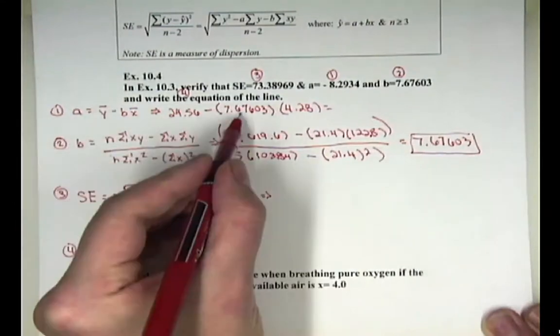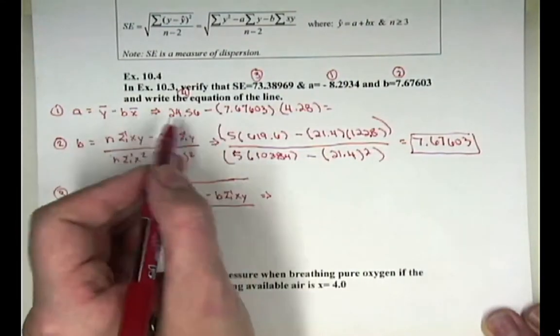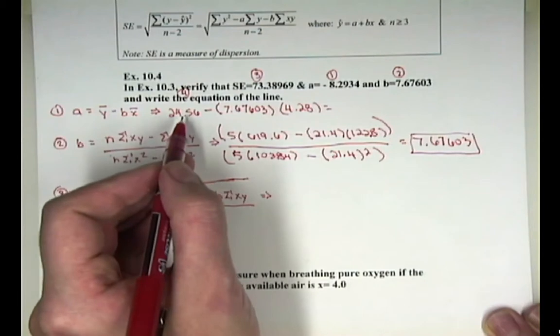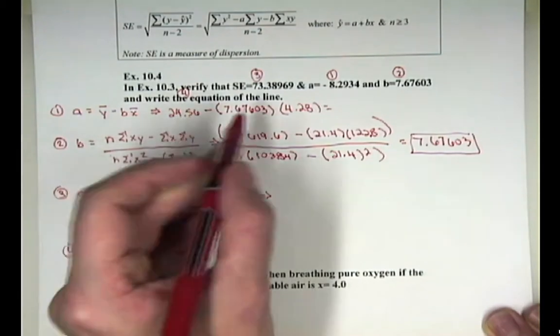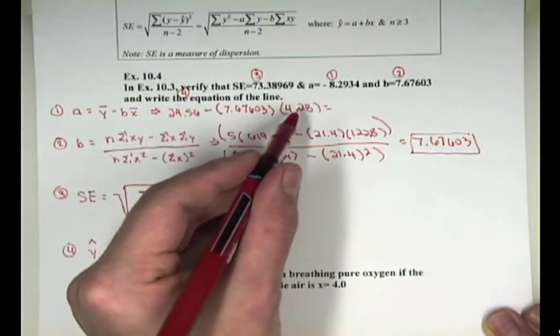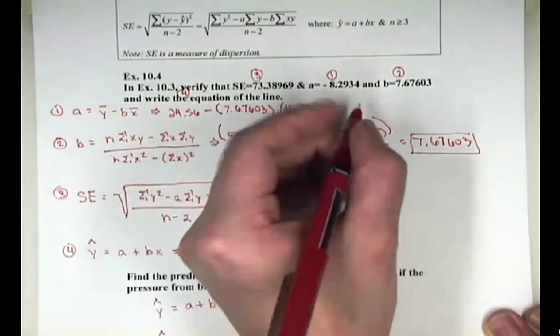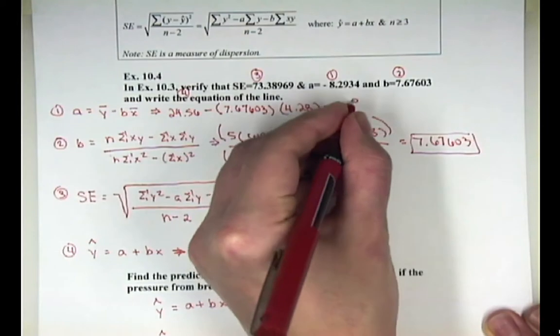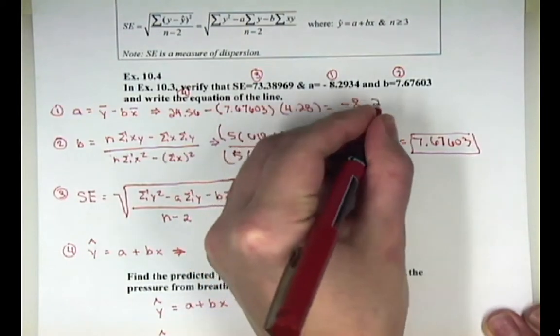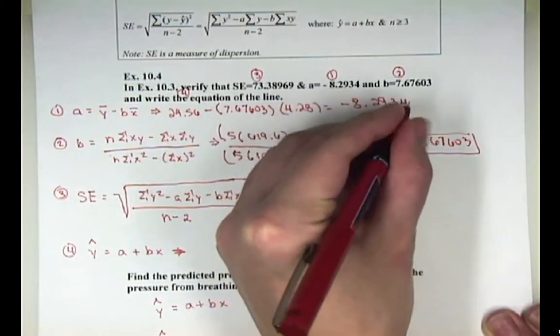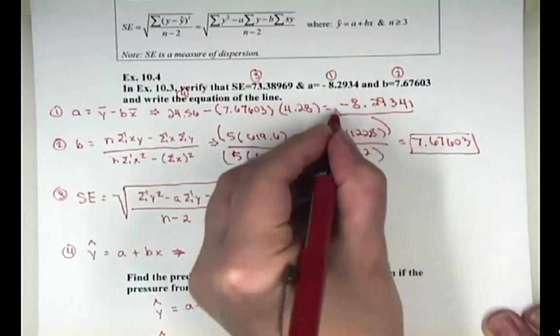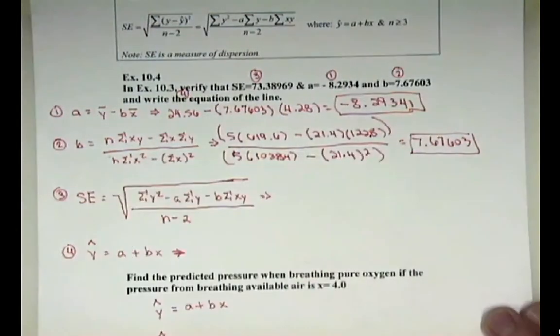Again, you plug that in here for your a. You calculate y bar by taking the sum of the y's dividing by n, and you calculate x bar by taking the sum of the x's dividing by n. Remember your formula for averages. On A, you should be getting negative 8.29341, however many decimals you took it out to. So that's A and B.